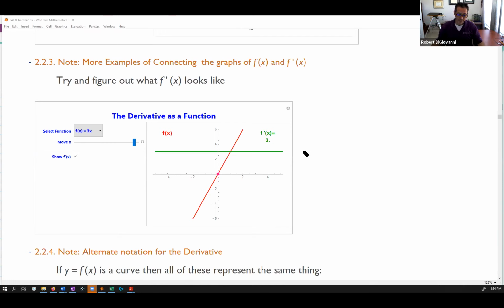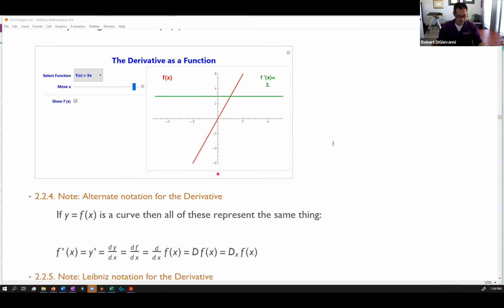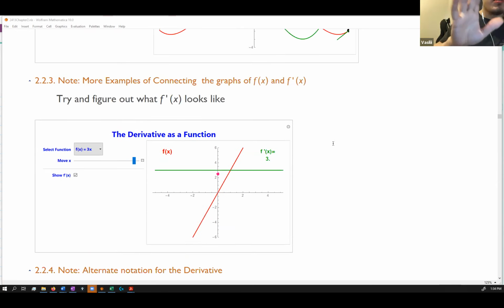Yeah? Okay. I have a question. Is it positive because the red line is going up? Yes. From left to right. From left to right. Right.